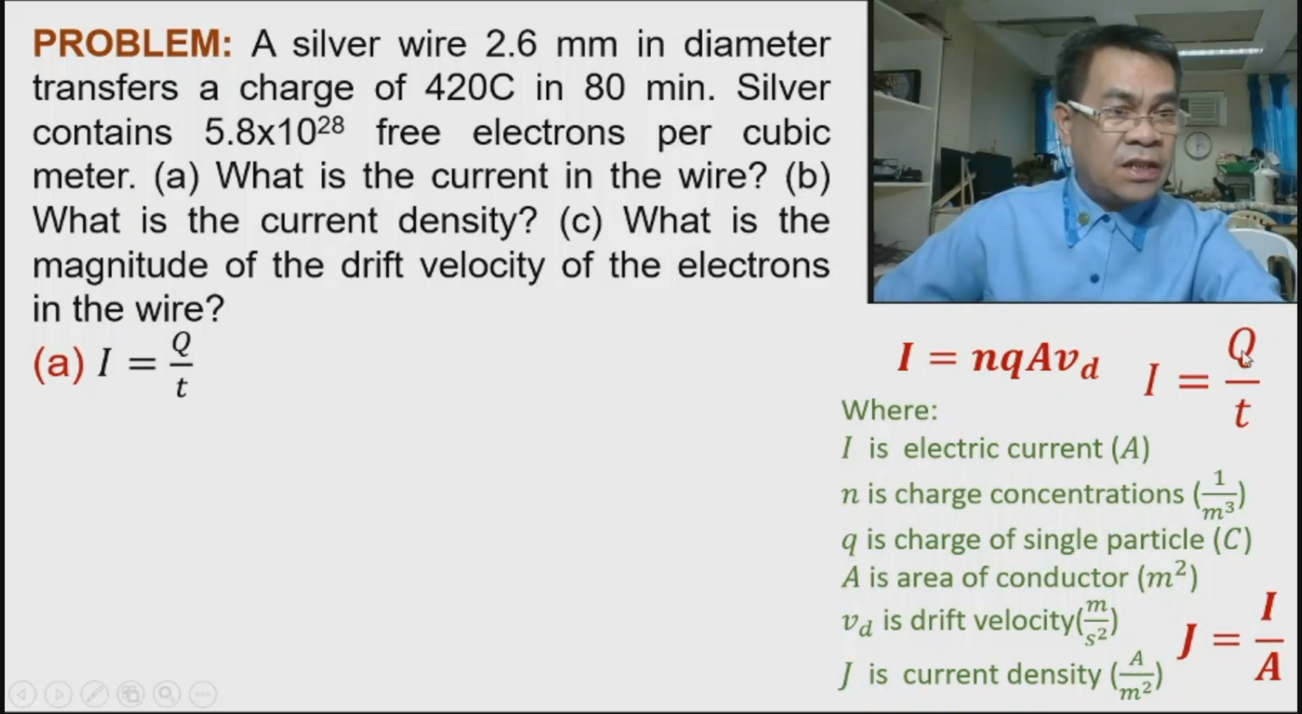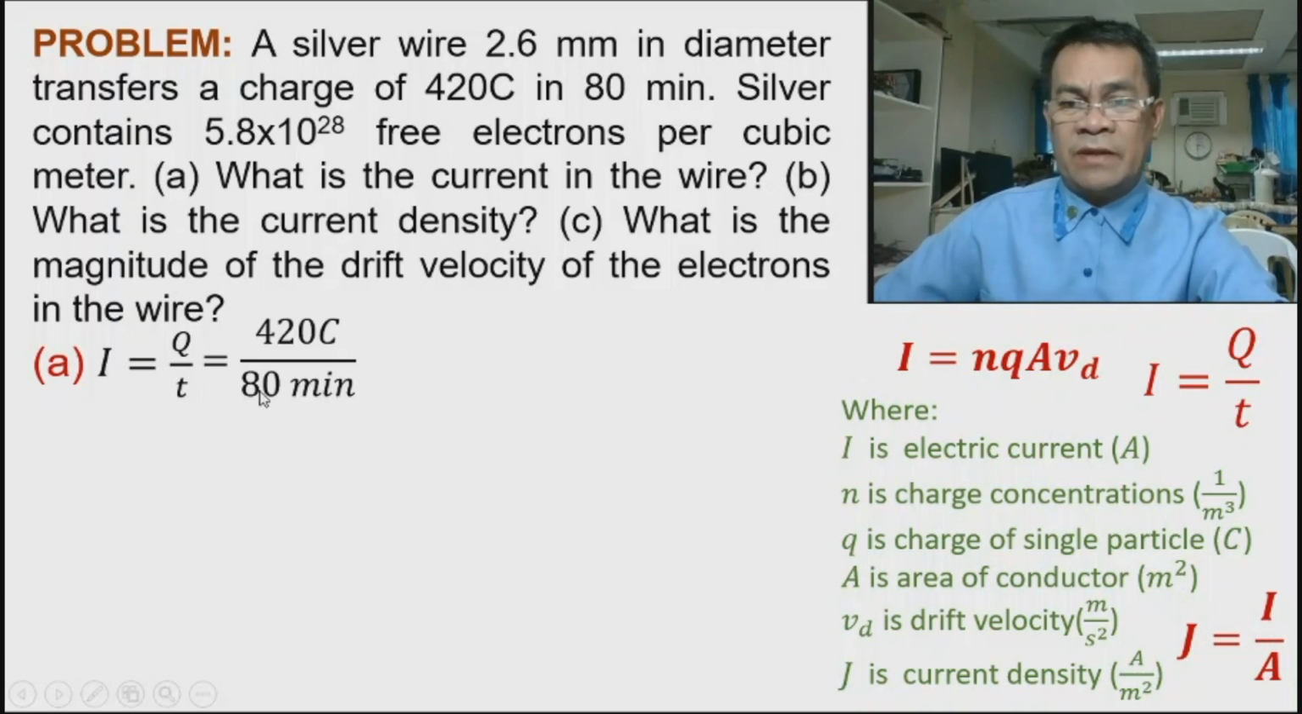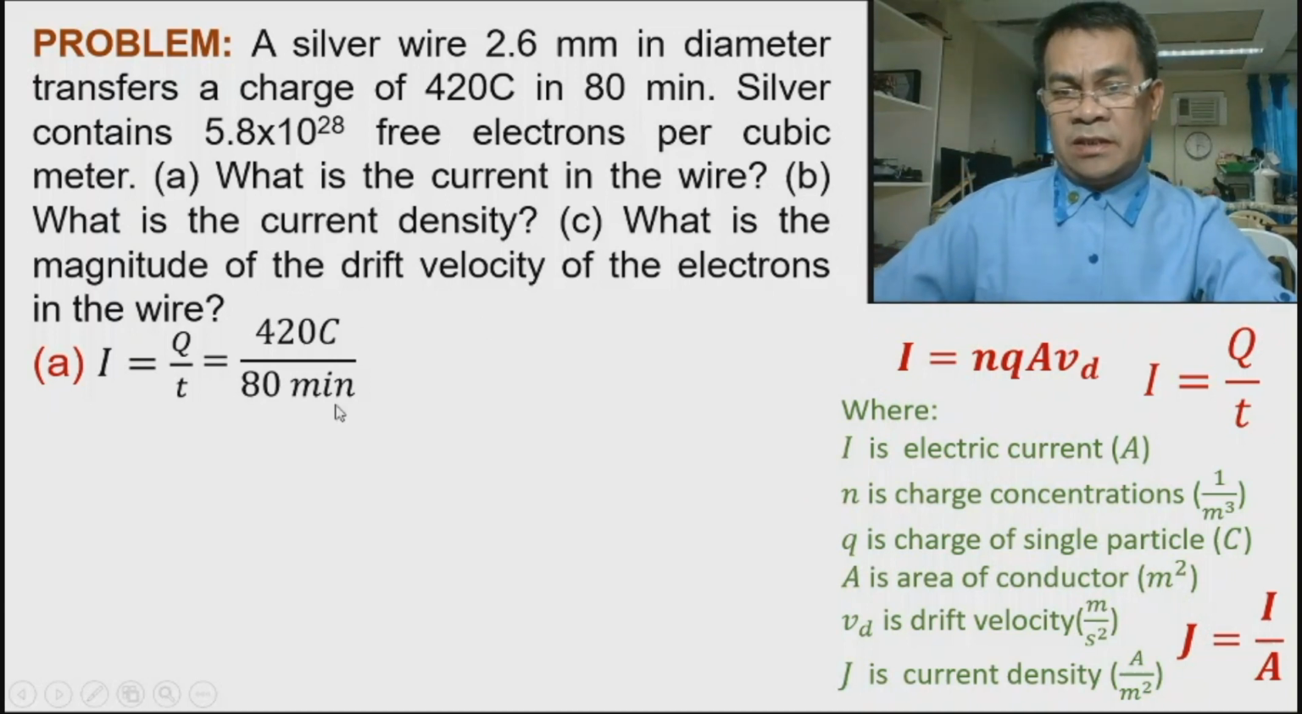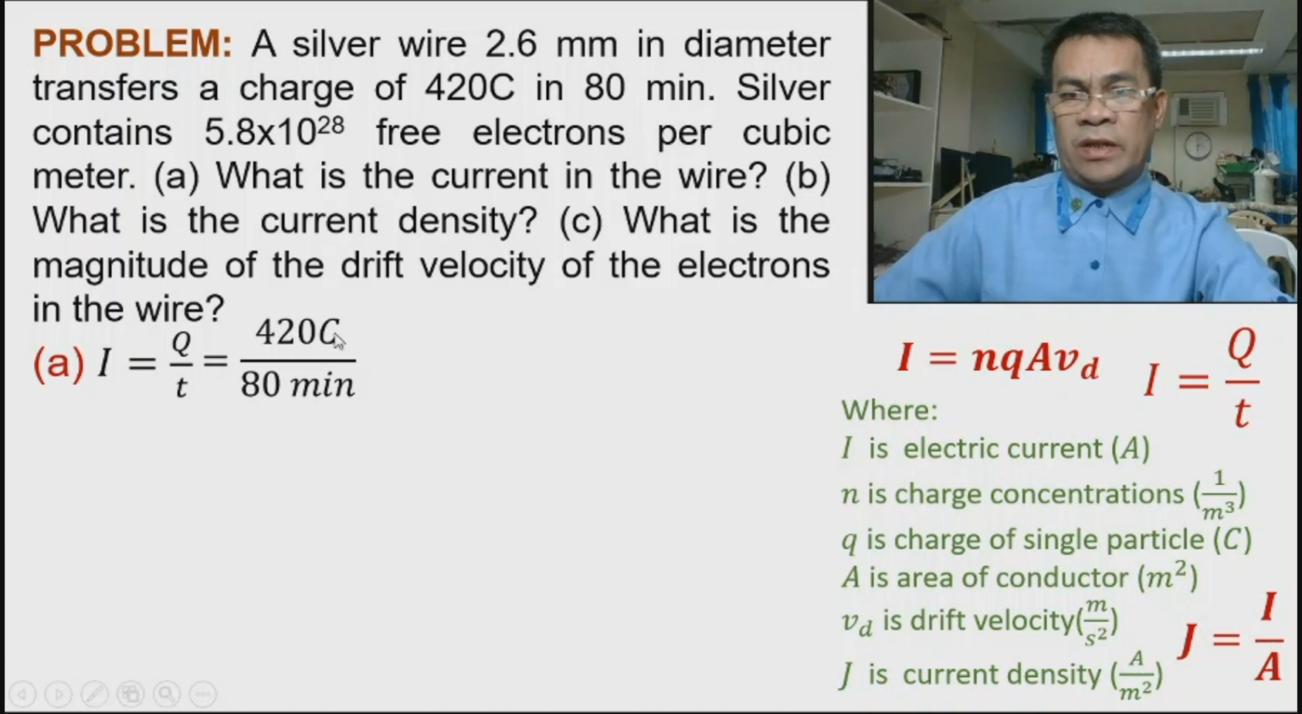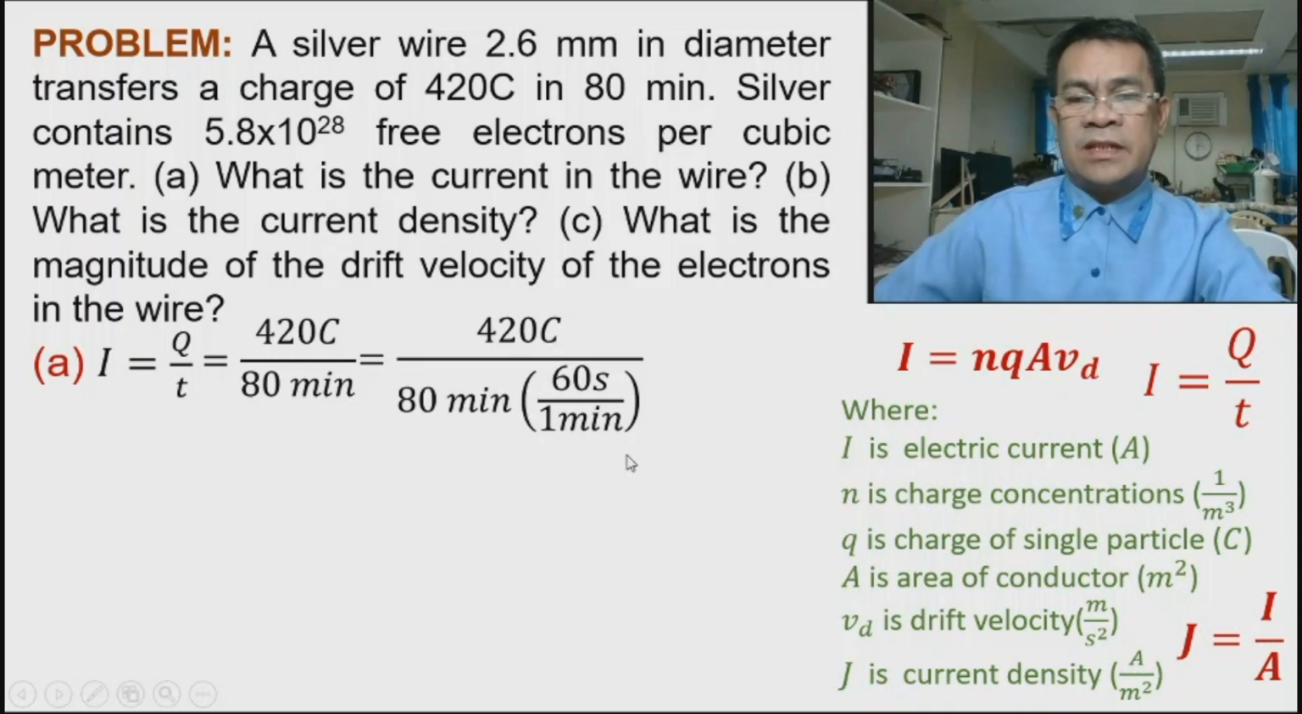The Q over t, which is I. So substitute the values: Q is 420 C divided by 80 minutes. Take note, this is big letter Q, not small q. The unit is inconsistent, so we will go with SI, so the unit should be ampere. One ampere is one coulomb per second, and this is coulomb per minute. So all you need to do is convert the minutes into seconds by multiplying by 60 seconds per minute. This will be cancelled, so we have coulomb per second. So the answer is 0.0875 amperes. This is the answer for letter A.